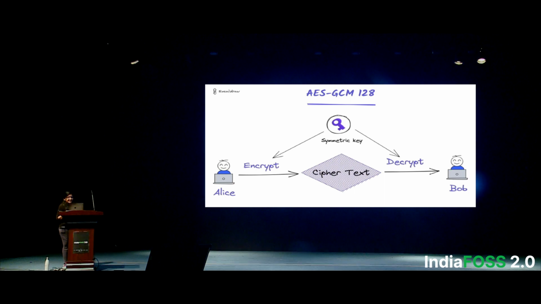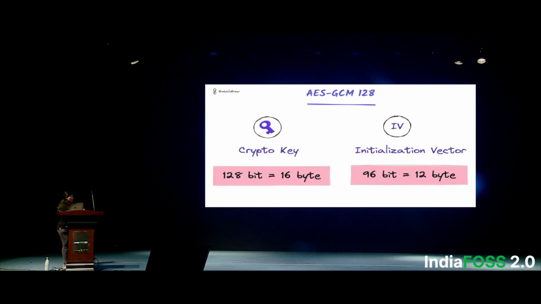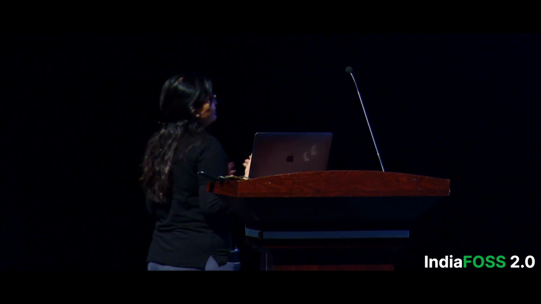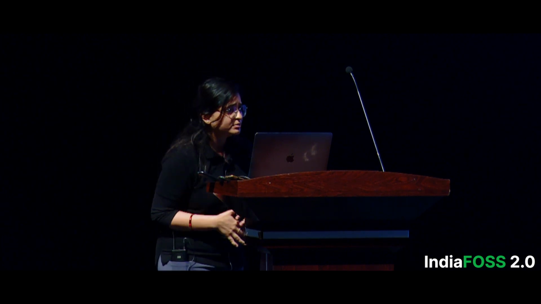So what does this algorithm actually need? It needs a crypto key, which is a 128-bit crypto key, which we just discussed. But in addition to that, it also needs an initialization vector, which is an IV. Now, what is this IV? Well, this IV adds some sort of randomness to your encryption algorithm, making it stronger and harder to decrypt. Which means that when you try to encrypt the same message multiple times, it will give you a different ciphertext, or a different result, making your encryption harder to decrypt.